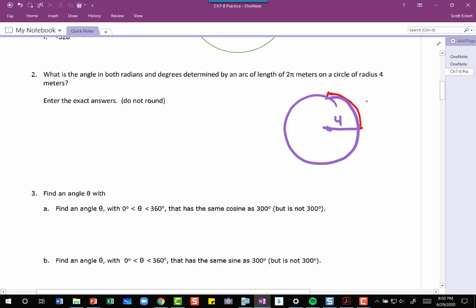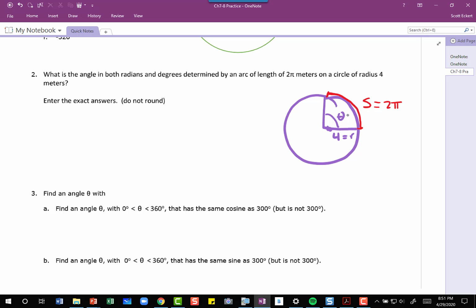Now, conventionally, we will call the arc S. And they told us it's 2 pi meters long. So it's about 6.28 meters long, where the radius is 4 meters. It's wrapping around the circle. Now they want us to find this angle. So there's some angle here, theta, and our job is to find the theta. And we've got to find it exactly.